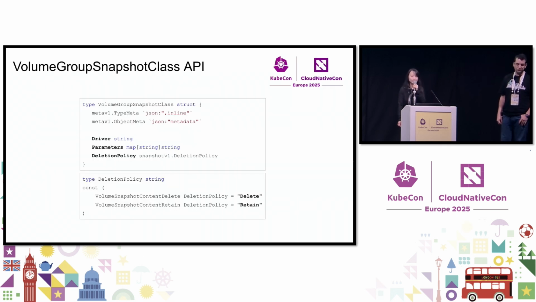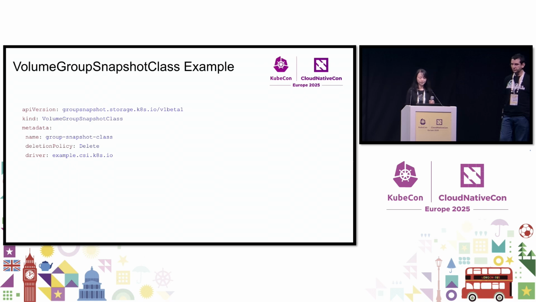In a volume group snapshot class, we have the CSI driver name, the parameters that contain information that is opaque to Kubernetes and is understood only by CSI drivers. It contains the deletion policy. This works the same way as the deletion policy in a volume snapshot class. It can be either delete or retain. Here's an example of a volume group snapshot class. The deletion policy is delete here.